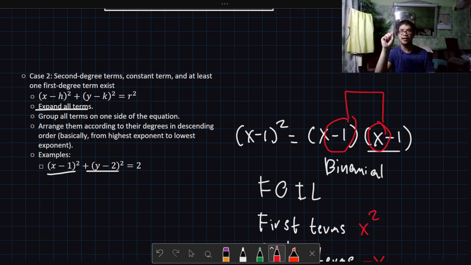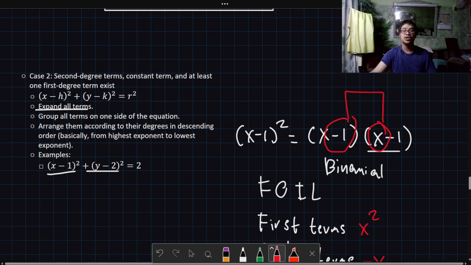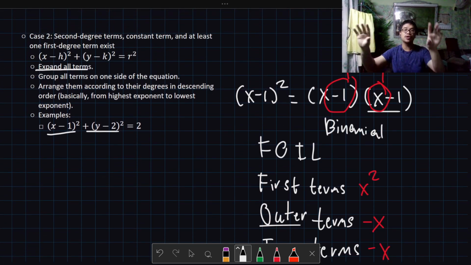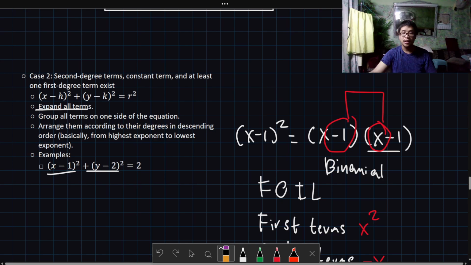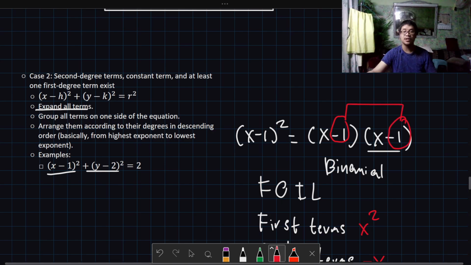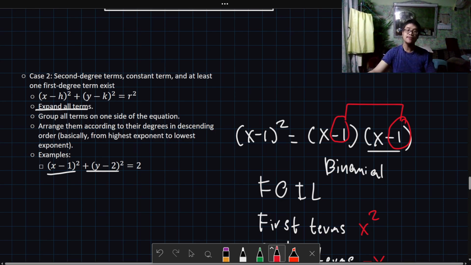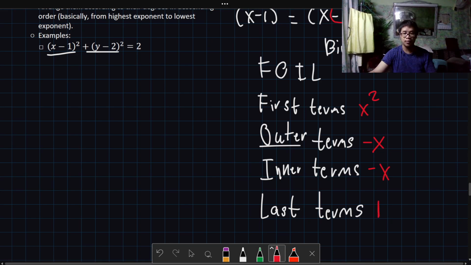Those are the terms that you're going to multiply. So negative 1 times x, you will have negative x. Then lastly, we have your L, which means last. So in this case, last terms. You will multiply the terms that are on the right side of the parenthesis. So in this case, you're going to multiply negative 1 and negative 1 since they are on the last parts, on the right side of the parenthesis. So negative 1 times negative 1 will give you positive 1.